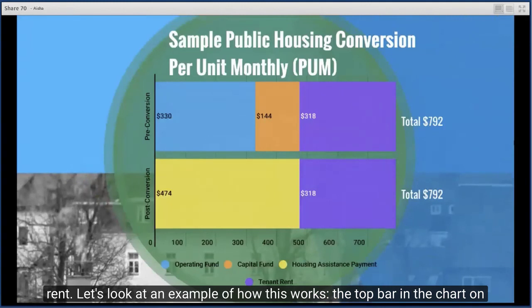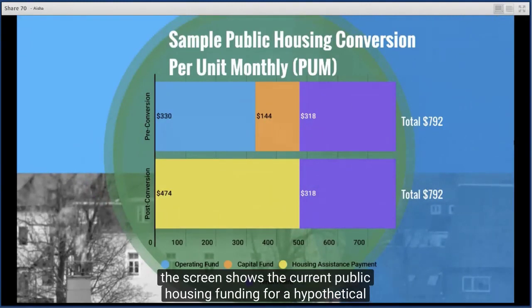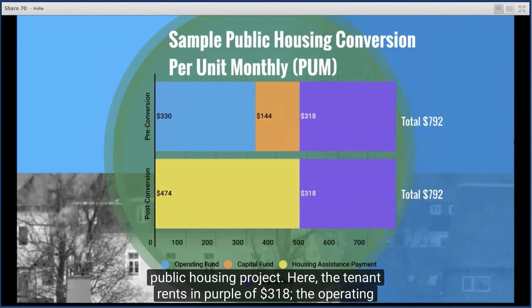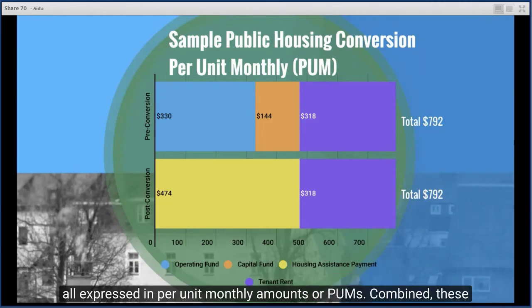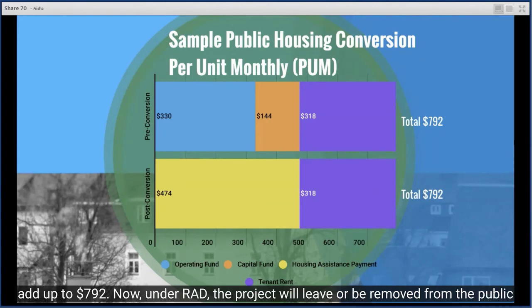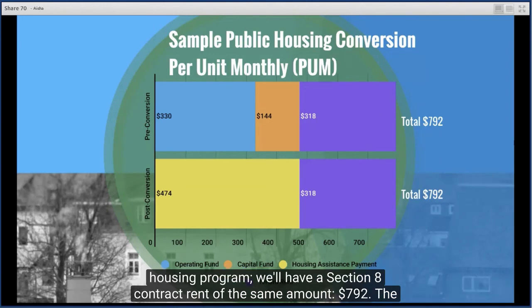The top bar on the chart on the screen shows the current public housing funding for a hypothetical public housing project. Here the tenant rents in purple are $318, the operating subsidies in light blue are $330, and the capital funds in orange are $144, all expressed in per unit monthly amounts, or PUMs. Combined, these add up to $792. Now, under RAD, the project will leave or be removed from the public housing program and will have a Section 8 contract rent of the same amount, $792.